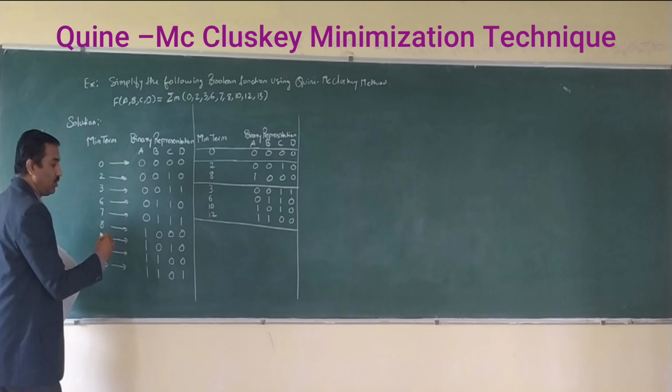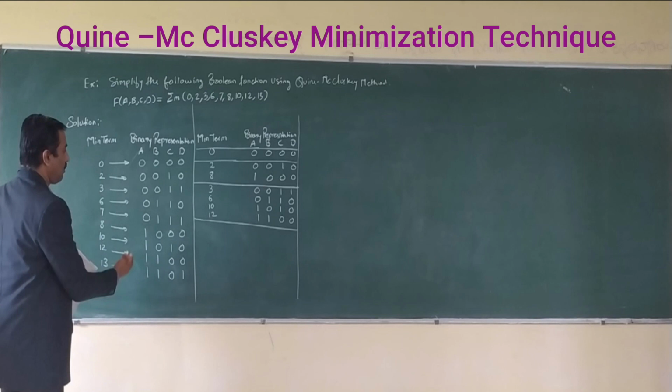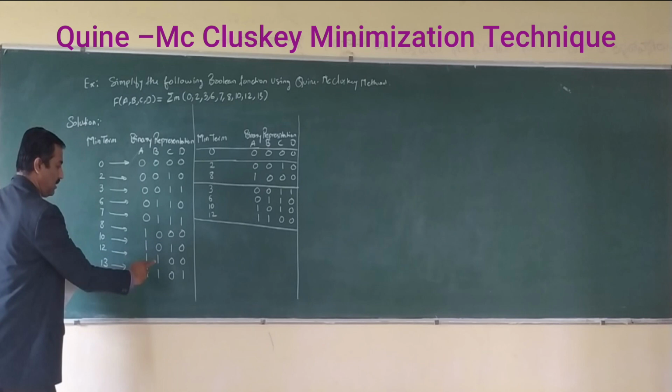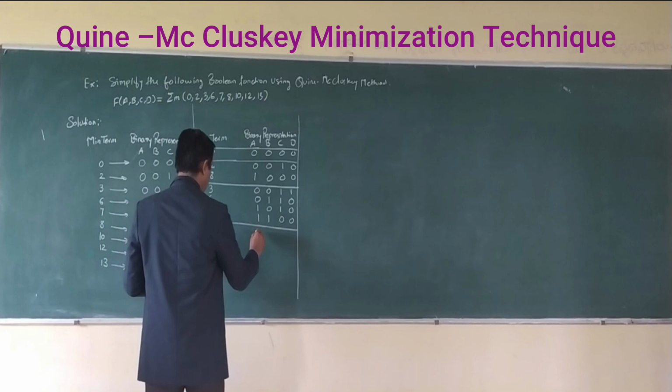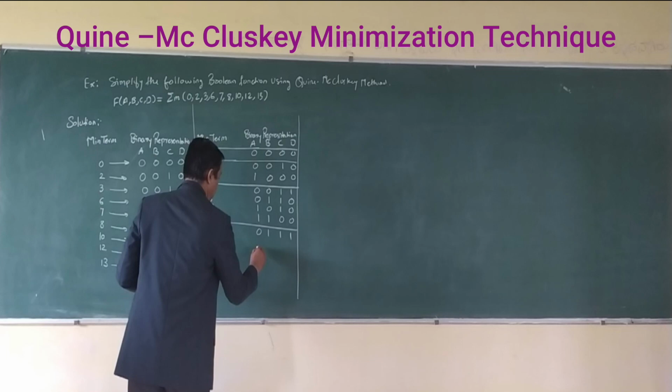Now, if you see, the min terms with 3 ones occurring are min term 7, which has 3 ones, and then 13, which also has 3 ones. So 7 and 13 are the 2 min terms which have 3 ones occurring: 0, 1, 1, 1 and 1, 1, 0, 1.